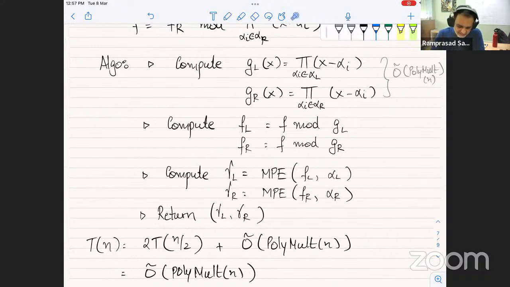Okay, and this tilde just refers to the fact that I'm ignoring log factors of whatever was the operand. So O tilde of n is like n polylog n. Like I don't care about extra log factors.